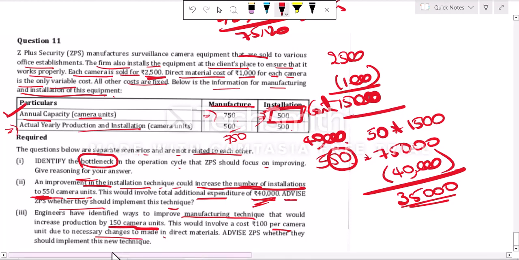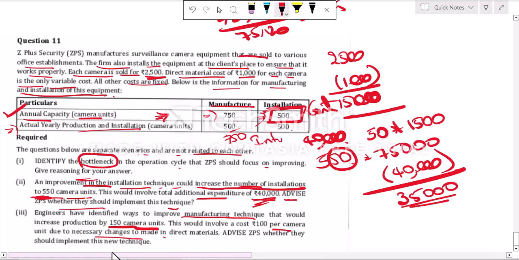They should not implement this technique, first of all, because increasing the capacity of manufacturing is not the criterion, because they can manufacture the goods if they want to. Even if they manufacture 750 units or 650 units here, what will happen? It will be inventory for them, stock.